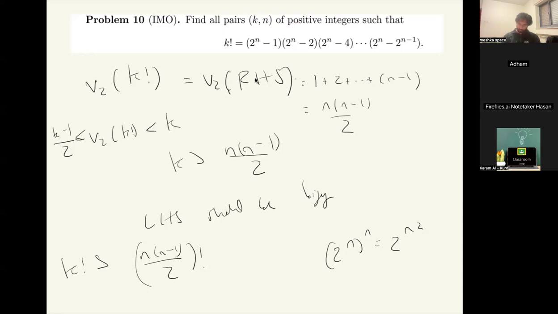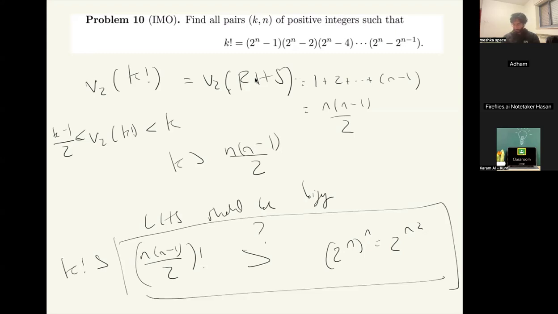And then what we want to show is that this is true, right? We want to show this, because then this is also bigger than 2 to the n minus 1 and all the way to 2 to the n minus 2 to the n minus 1. So the key inequality should be to show that this factorial here is more than 2 to the n squared. And you can show it. I think it's not incredibly hard.